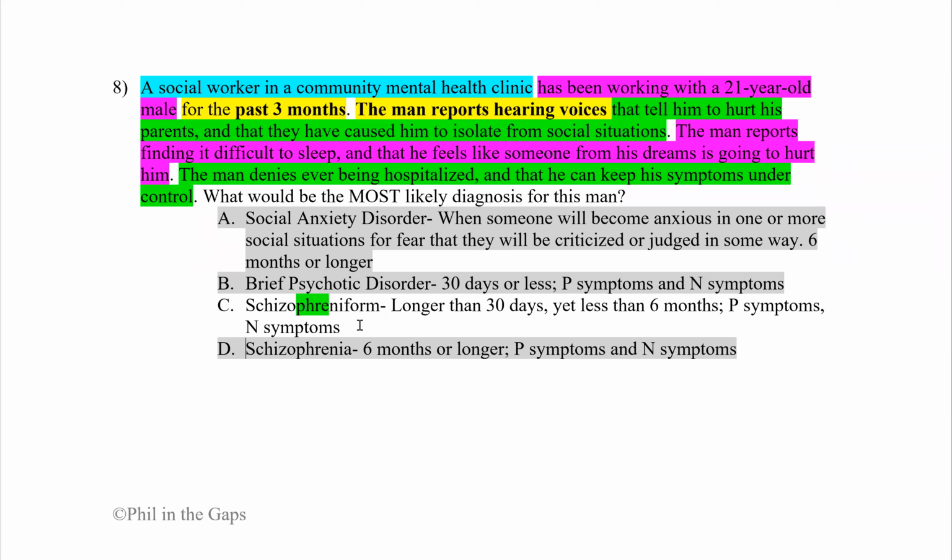So the correct answer here is going to be the schizophreniform, because it's in between brief psychotic disorder, 30 days or less, and 6 months or longer. So 3 months is going to fall right into that. So the correct answer here is schizophreniform, which is C. So that's how we'd look at that question in particular.